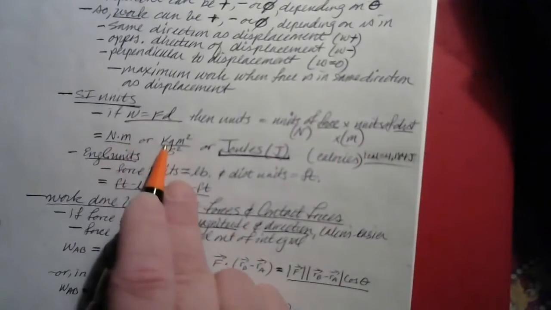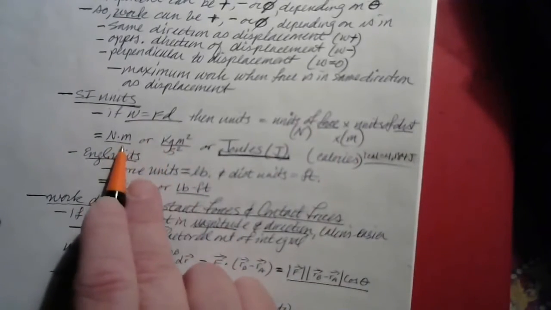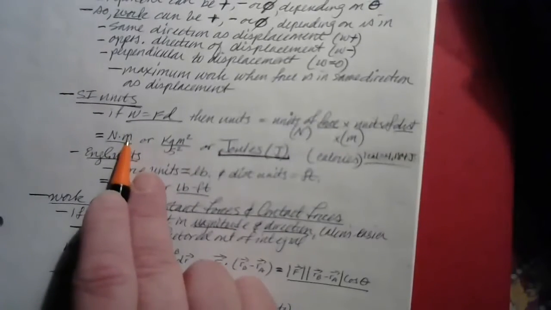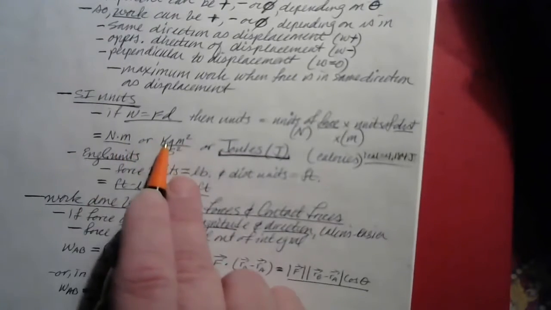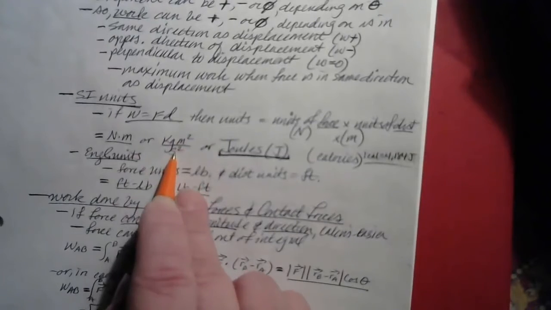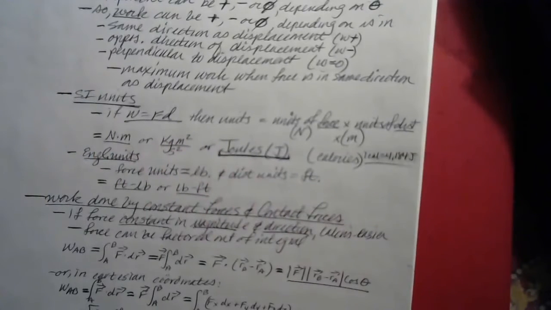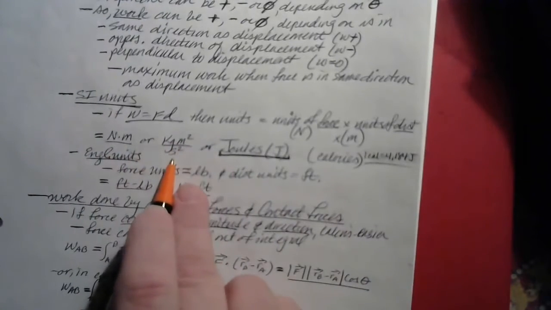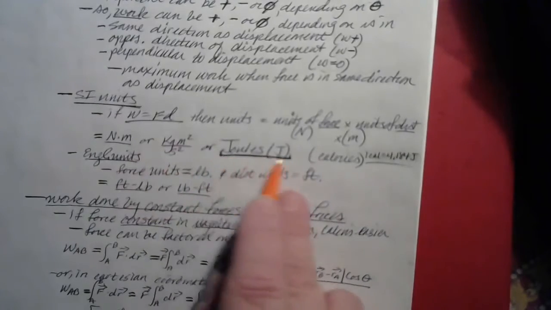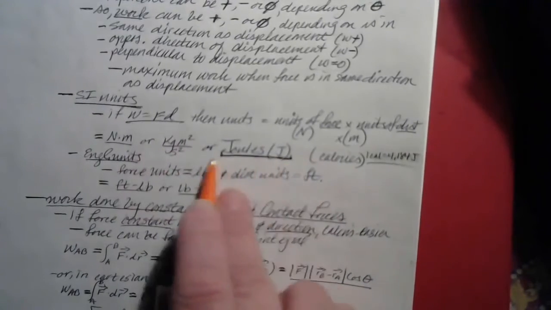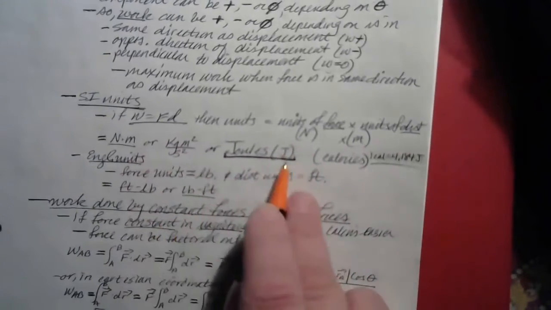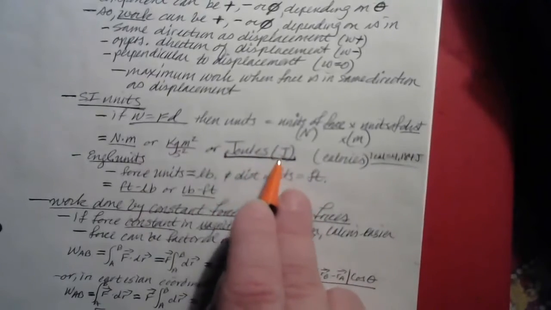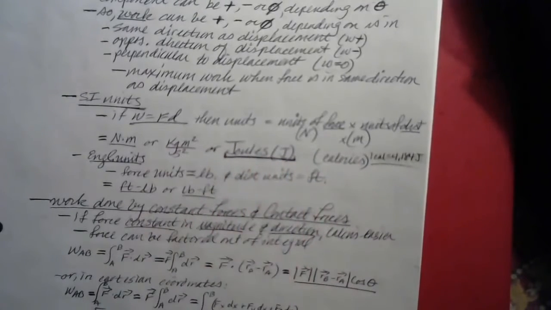Or remember what a Newton is. A Newton is a kilogram meter per second squared. If you take that and multiply by meters, you get kilogram meter squared per second squared. And because they had some famous physicists who hadn't had anything named after them yet, they decided to take the Newton meter or the kilogram meter squared per second squared and give it a special name, which is the joule, symbolized by a capital J. So the joule is the SI unit of energy.